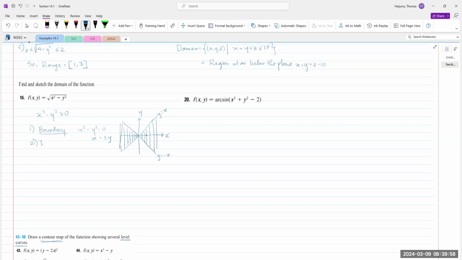We test a point, test (0, 1). Of course, we need to test a coordinate not on the boundary. And then the third step, we get that region. Let me move it here underneath.